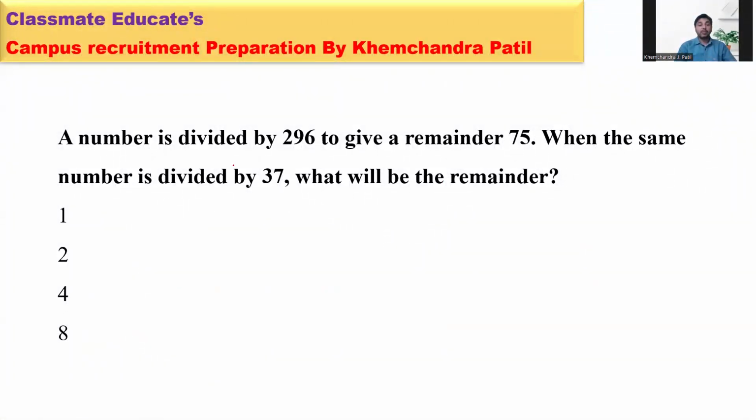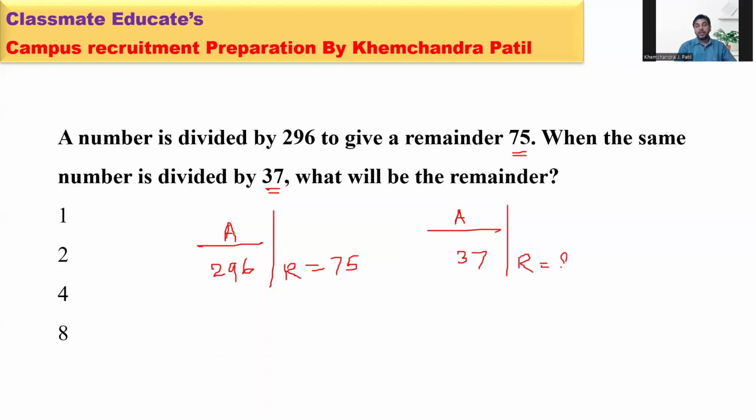Next question. A number is divided by 296 to give us the remainder 75. Then the same number is divided by 37. What is the remainder? Now look at this. A number, let's say a, is divided by 296, then the remainder is 75. Now you are dividing the same number by 37. So what will be the remainder? Last time I told you that the remainder is always less than the divisor.